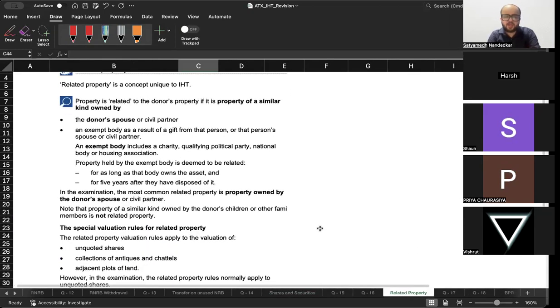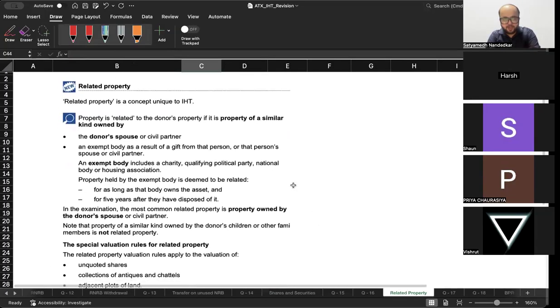ठीक है. अब there is a concept called related property. Related property is related to the donor's property if it is property of a similar kind owned by donor, spouse or civil partner, an exempt body as a result of gift from that person or that person's spouse or civil partner. But अपने को एग्जाम में सिर्फ spouse और civil partner वाला situation is asked.